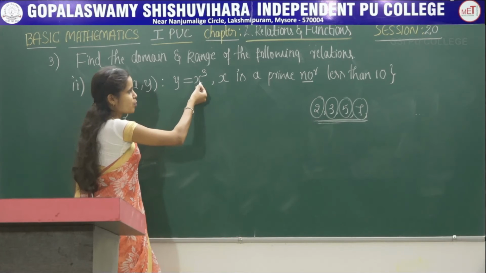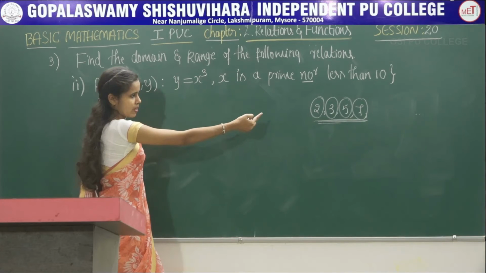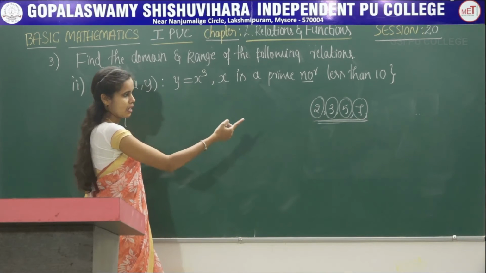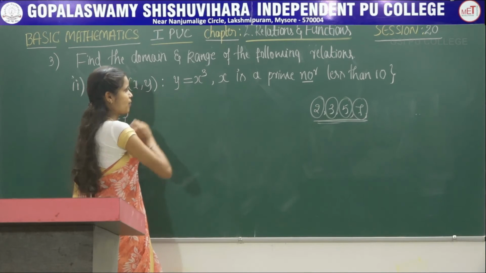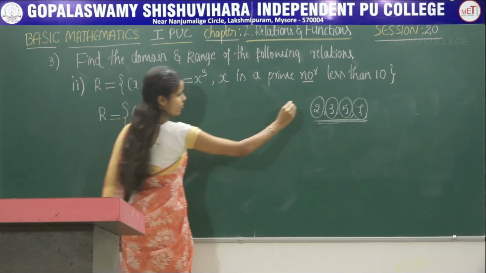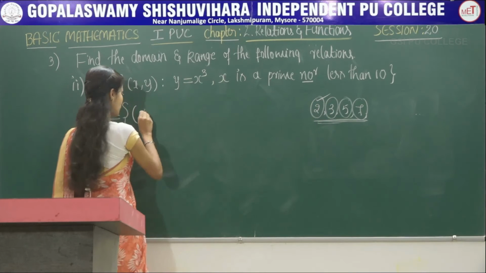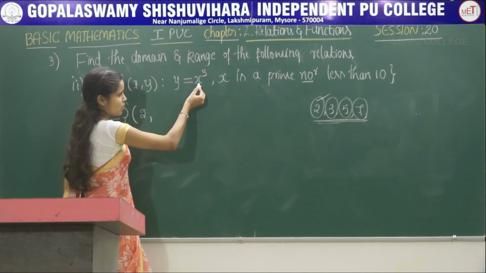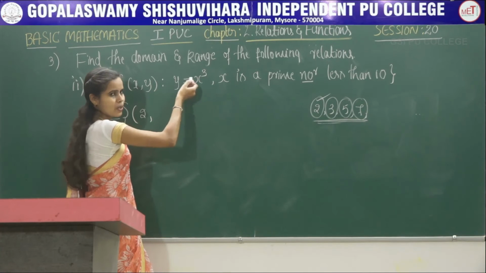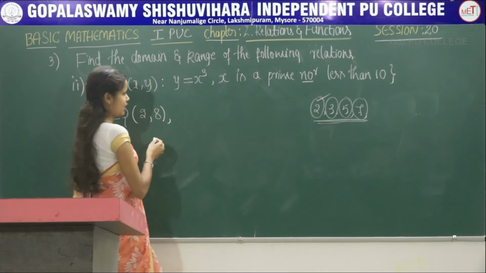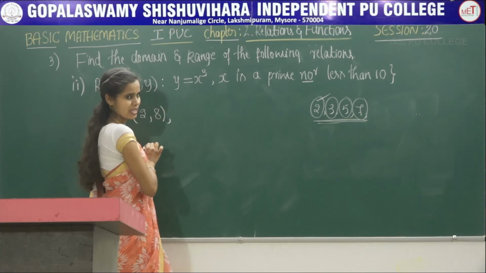Therefore by substituting x is equal to 2, 3, 5 or 7, directly find the values for y. First consider x is equal to 2, then find y. Substitute here: 2 cube, so y is equal to 8. Ordered pair (2, 8) satisfies the condition.